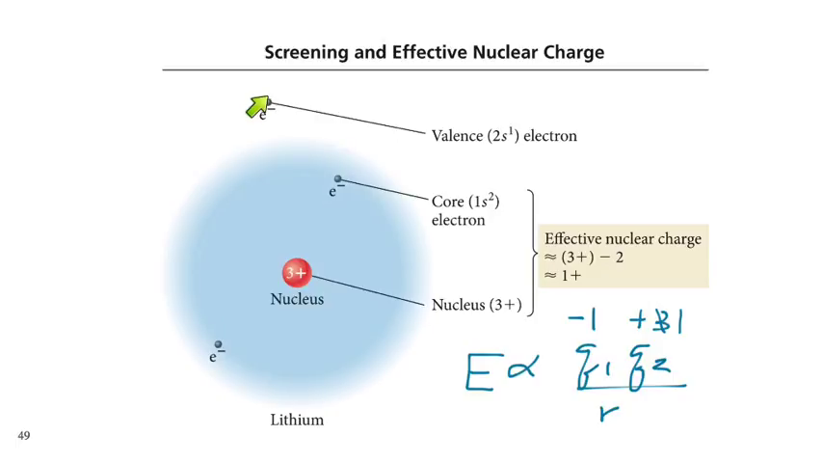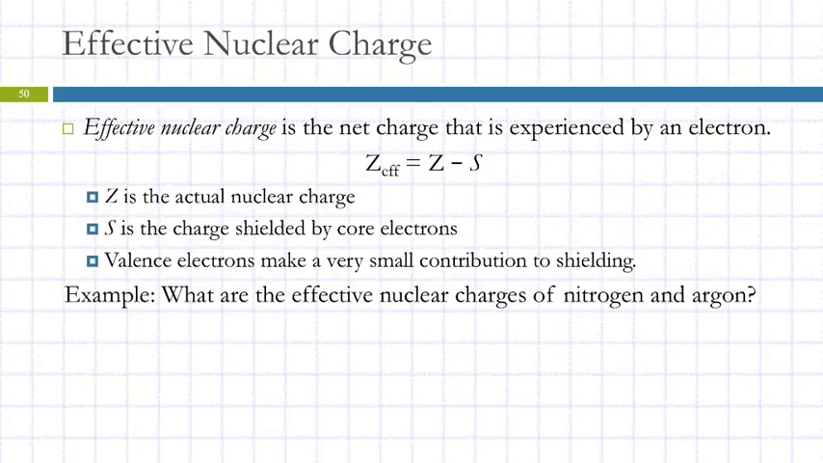So less attraction means that the electron's going to be further out. More attraction means it's going to get pulled in. We can calculate, or it's not much of a calculation, we can estimate the effective nuclear charge. We call it Z effective. Z effective is going to be the atomic number, the actual nuclear charge, minus the number of core electrons. To figure out the core electrons, you look at how many valence electrons there are and how many total electrons there are. The core electrons are the ones that are not valence electrons.